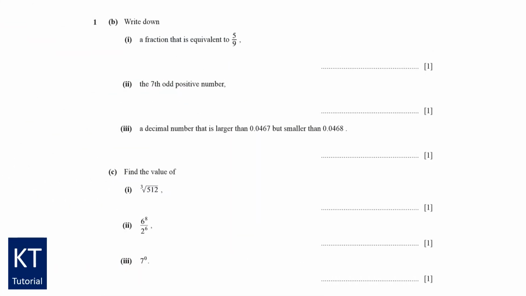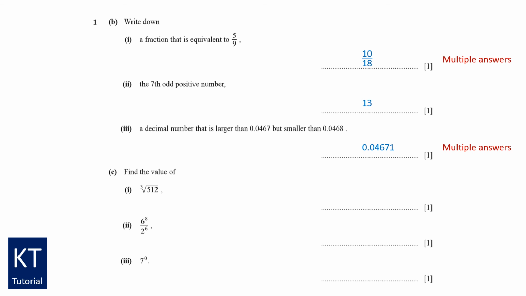Question 1B. Write down a fraction that is equivalent to 5/9. There are many answers here. One example is 10/18. Next, write down the 7th odd positive number. This is 13. Next, write down a decimal number that is larger than 0.0467, but smaller than 0.0468. Again, there are many answers here.